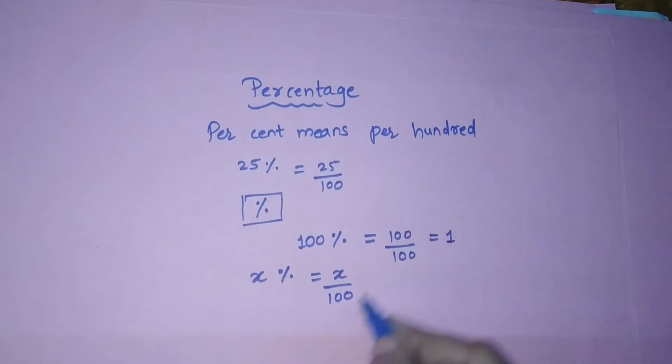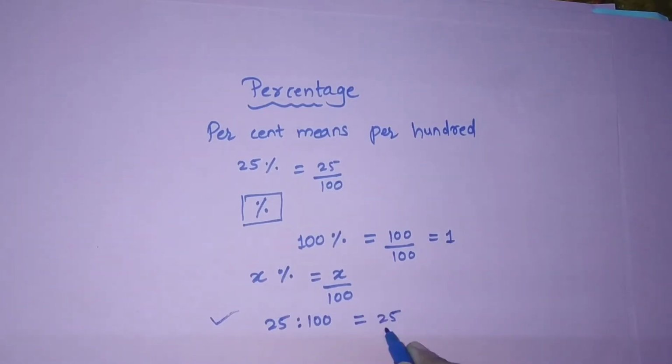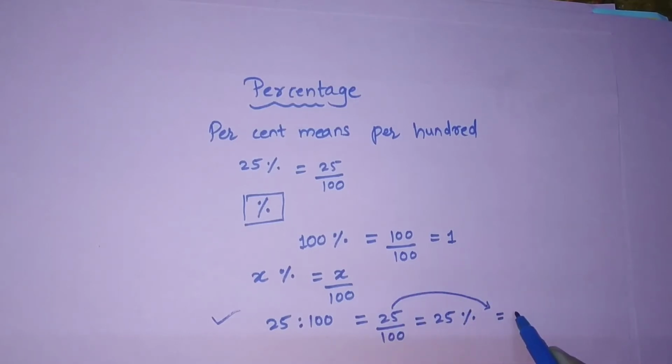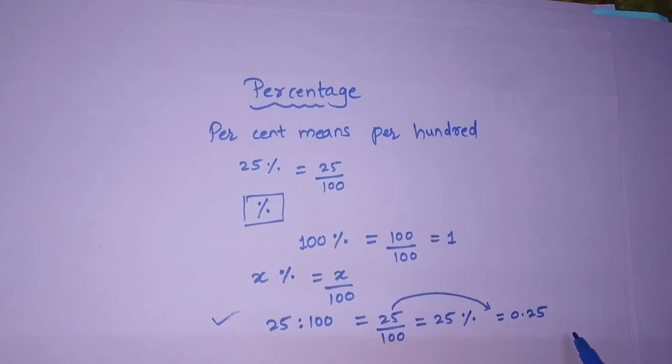In the same way, if you want to say 25 is to 100, this ratio is also a percentage where the second term is 100. You can write this ratio in the form of a fraction, that is 25 upon 100. Again you can write it as 25%, and this 25% you can write in decimal form as 0.25. So these are all interchangeable forms. You can write a ratio as a fraction, a fraction as a percentage, and a percentage as a decimal.